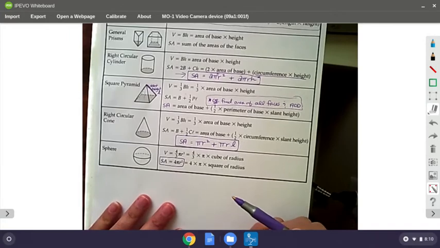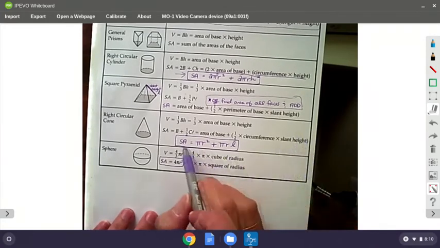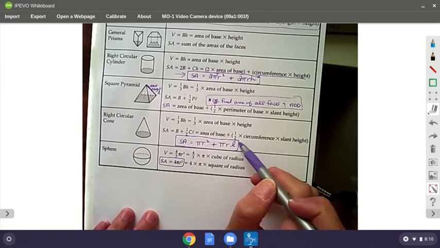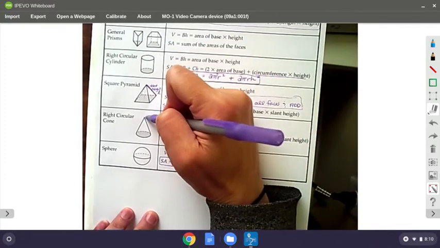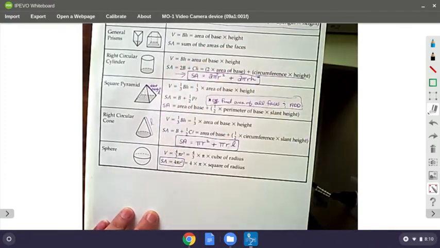Next is a right circular cone. I rewrote it a little bit better here. This one does use the slant height. So this is the slant height. That's your L, the slanted part.